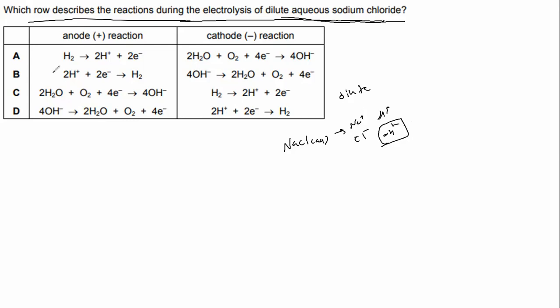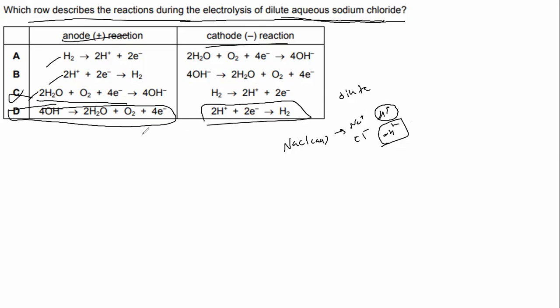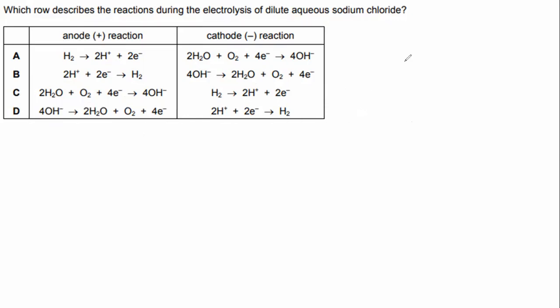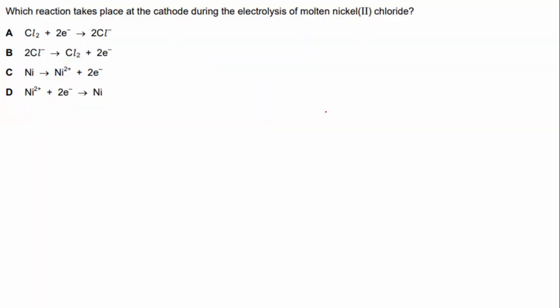So guys, we see the options at the anode: H2, H2, H2O. This is wrong. This is reduction, not oxidation. So D is the correct answer. And to make sure, for the cathode, we know that H plus will be reduced there. So yeah, the correct answer here is D. Next question.